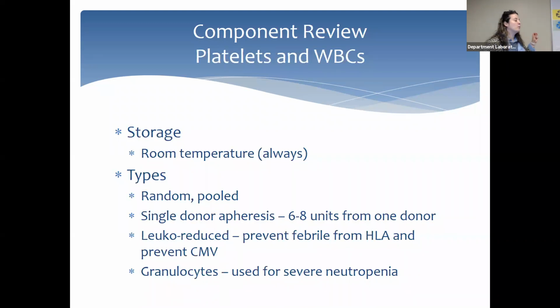Platelets. You guys make sure you understand that platelets are kept at room temperature, right? 20 to 24 degrees, okay? And platelets require constant agitation. And we talked about two different types of collection: random, or single donor, right? That's the apheresis, versus platelets collected from the whole blood collection.